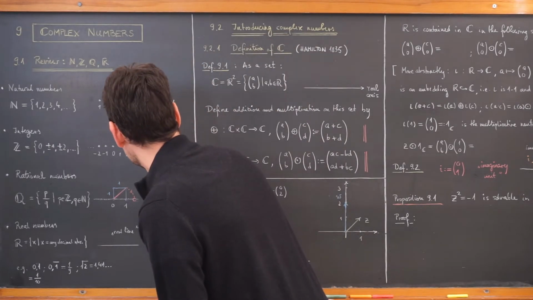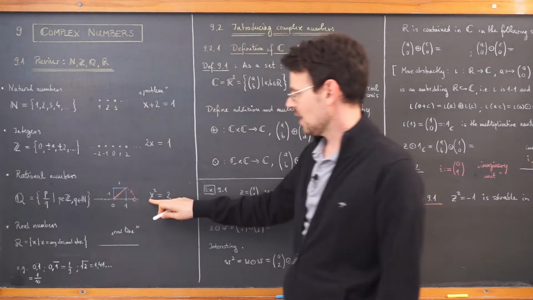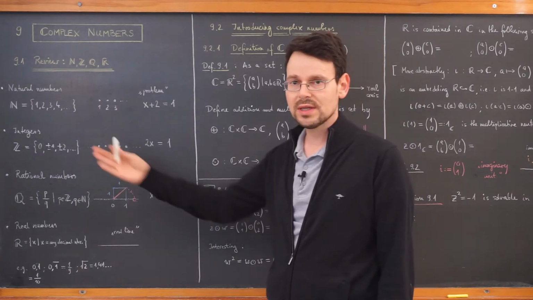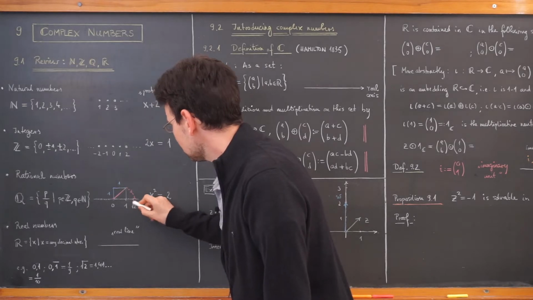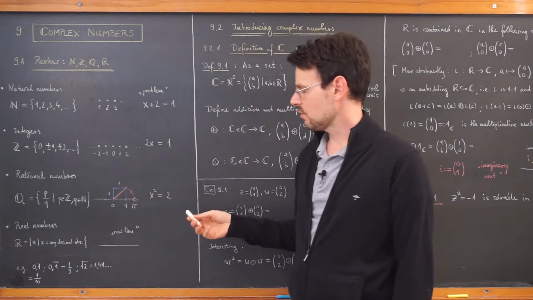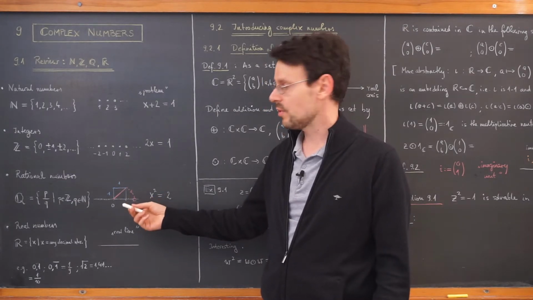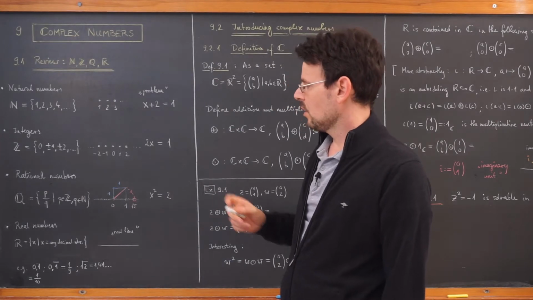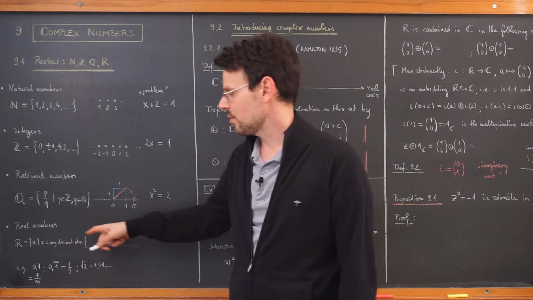So, written as an equation, I can say the simple equation x squared equals 2 doesn't have a solution in the rational numbers because its solution would be square root of 2 or minus square root of 2, and it's a well-known fact that this is an irrational number. I cannot write it as a fraction. So finally, to solve this problem, we construct the real numbers.